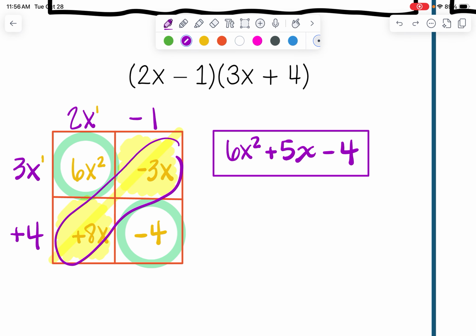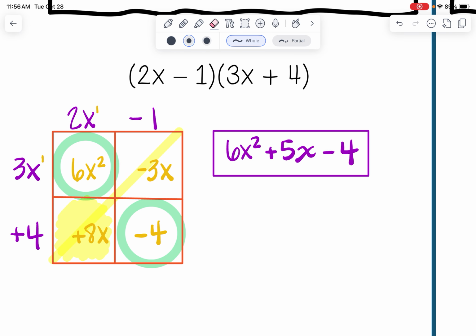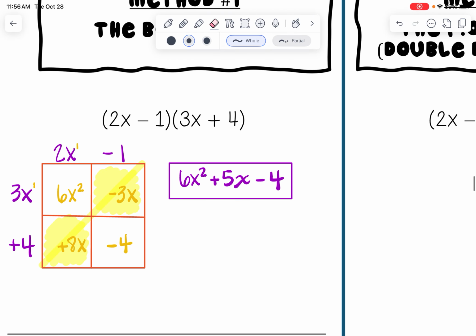Okay? So this is the box method. So multiplying to finish off the box, then putting your like terms together and writing out all your terms. Now, this should be the proper way you write it.